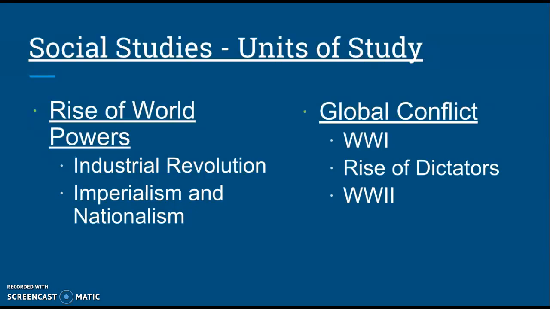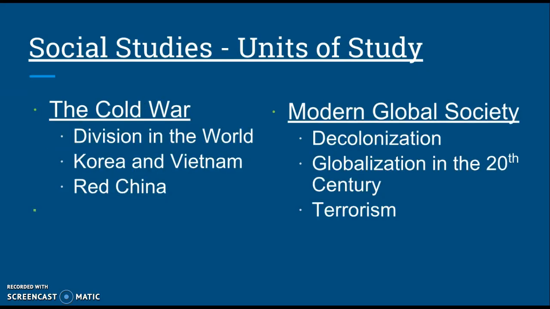After Christmas break, or near Christmas break, we talk about the rise of world powers. And then when we return from break, we start our global conflict unit, which includes World War I, the interwar years, and then World War II. In the spring, we'll be discussing the Cold War, and then we end the year talking about our modern global society and issues that our world currently faces. We go right up to terrorism. Our terrorism unit is how we end the year. These are the things that we talk about in 7th grade social studies.